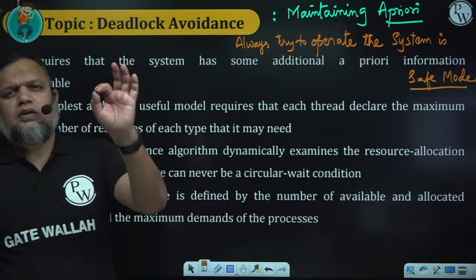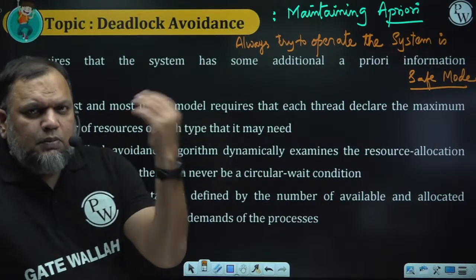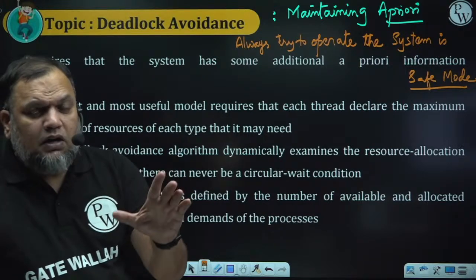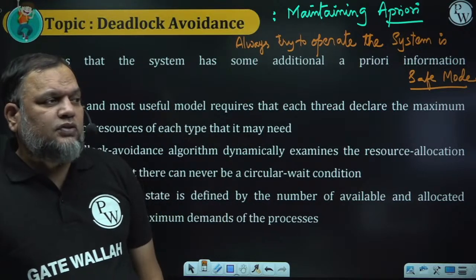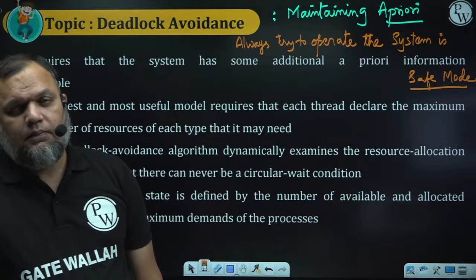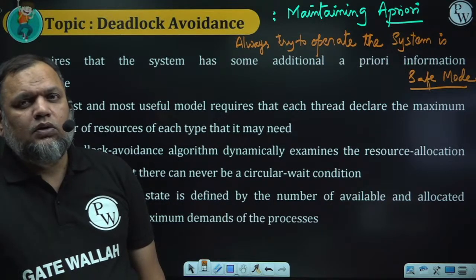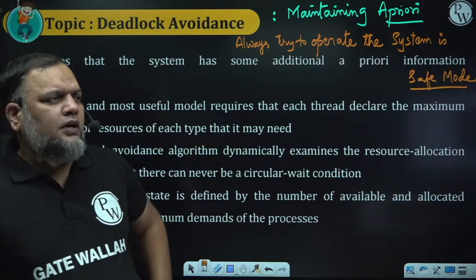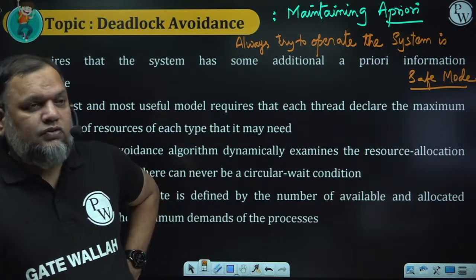Safe का मतलब है no deadlock. That means request जब भी process resources के करेंगे, you should make sure that the request should be granted only if the resulting state is safe. अगर resulting state safe ना हो, तो आप resource grant नहीं करेंगे. So request will be granted only if the resulting state is always safe. So the basic logic of Banker's algorithm is to always operate the system in safe state, safe mode.